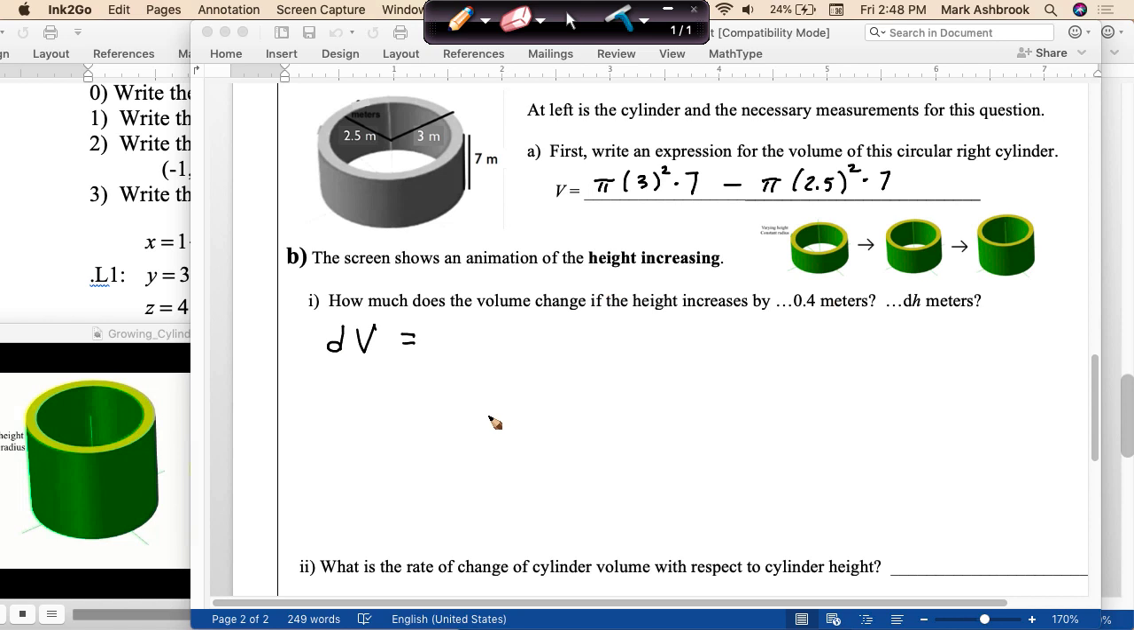If the height increased by 0.4 meters, we'll just do the 0.4 meters. So 0.4 meters is a dH, right? So if dH equals 0.4, then dV equals what? Can you write it out? Write out how much the volume varies if the height of this cylinder increased by 0.4. Go.